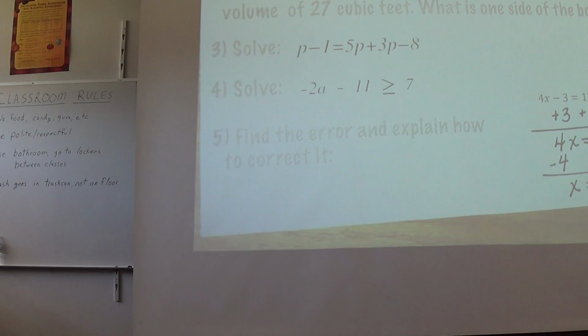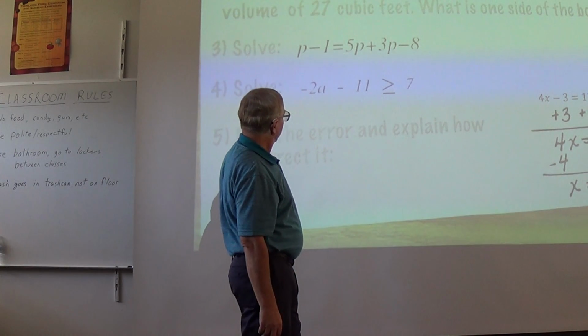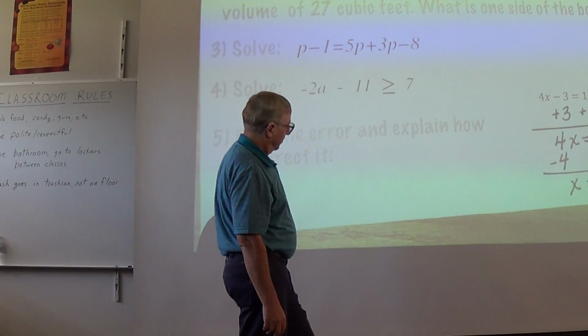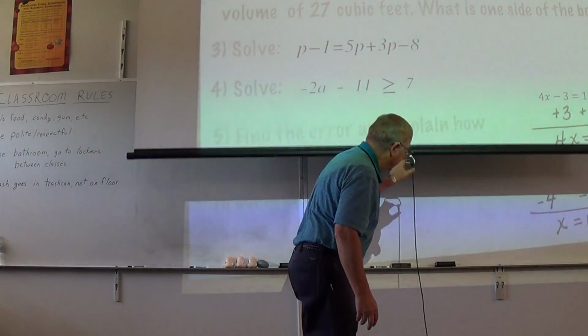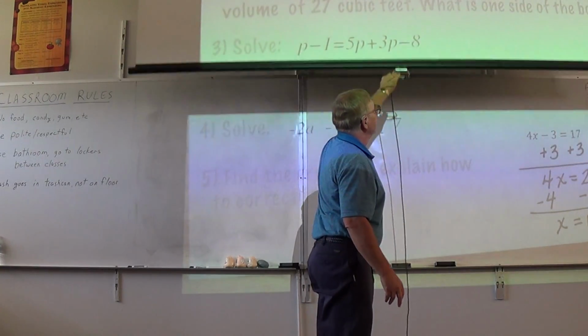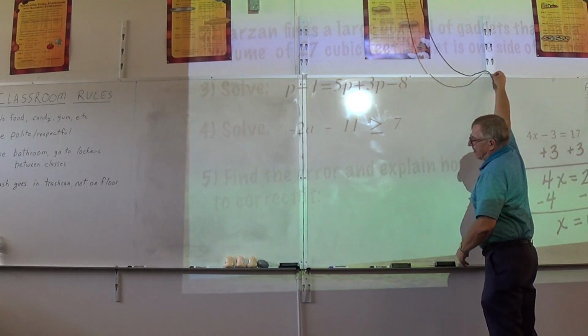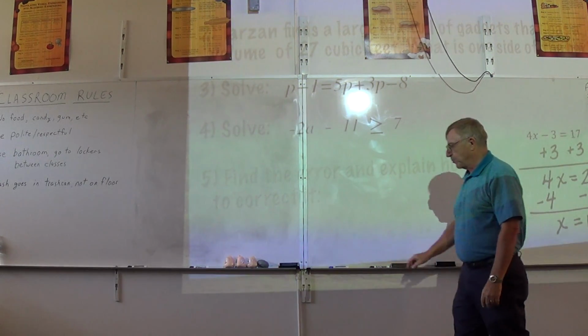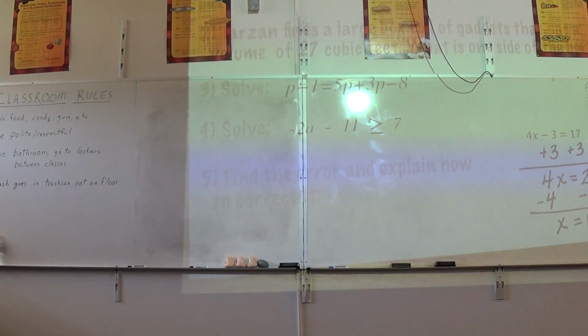Aaron. What you got, Aaron? P greater than or equal to 9 or negative 9. One of those. Okay, this one comes out, we have to work this one out a little differently. Okay. I got A less than or equal to negative 9. A is less than or equal to negative 9.